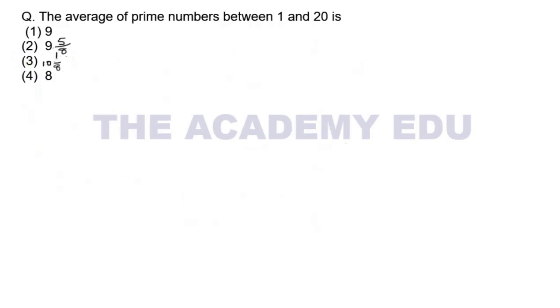Move to the next question. The average of prime numbers between 1 and 20. So dear students, here we need to know what a prime number is. Prime numbers are those numbers which come in their own table and the table of 1. For example, 1 is not a prime number.